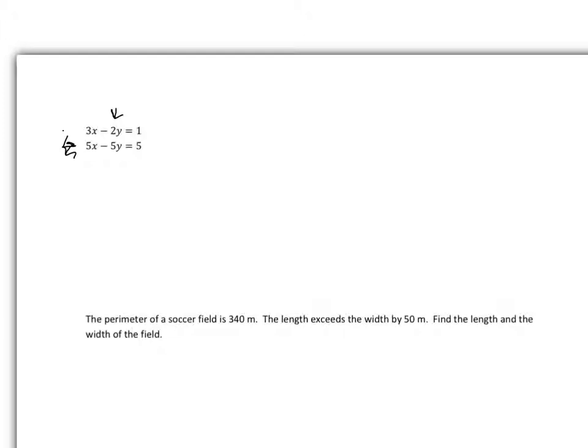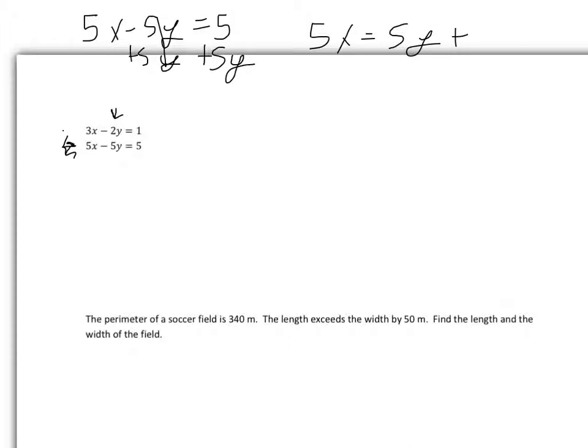That looks like a good deal. So I'm going to use this second one, 5x minus 5y equals 5, to solve for x. First thing to do, we're going to add 5y to both sides. We need cancellation here, so we get 5x equals 5y plus 5. Then divide everything by 5, and we get x equals y plus 1.